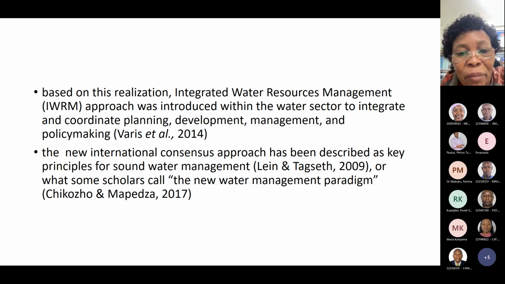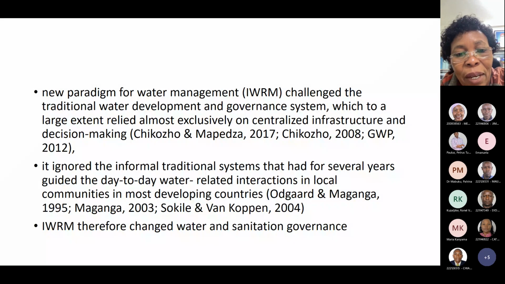So the IWRM approach has been introduced to improve the governance of water. And as I said earlier on, it's actually a new paradigm shift, which moves from the traditional system that guided day-to-day water and related interactions in local communities to involving various stakeholders. Therefore, it has changed the way water and sanitation is governed.